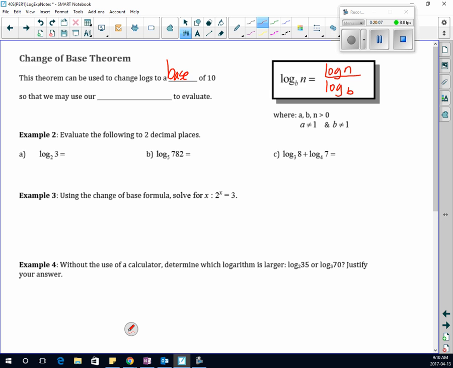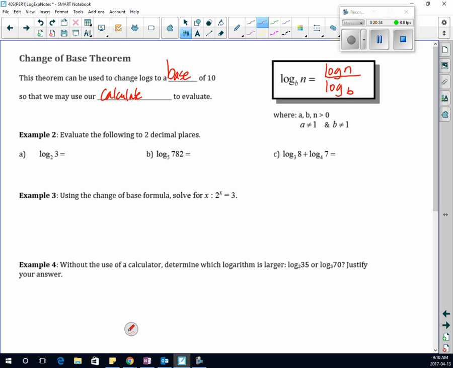Why would I want to change it to a base of 10? Because all calculators have the log feature with a base of 10, right? They don't have the feature that has logs with different bases. So that means we can use our calculator to evaluate it. So evaluate the following to 2 decimal places. I want you to use the log feature of your calculator, not the change of base feature.